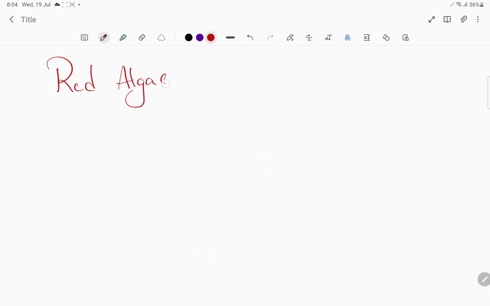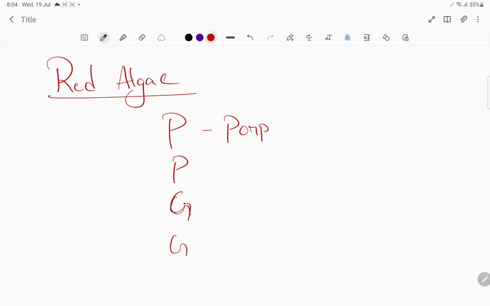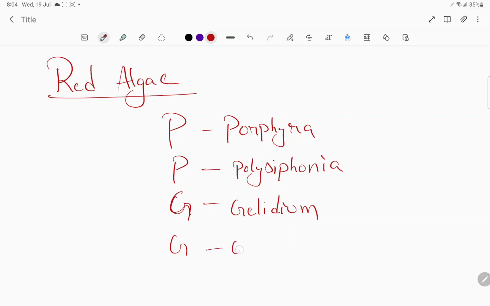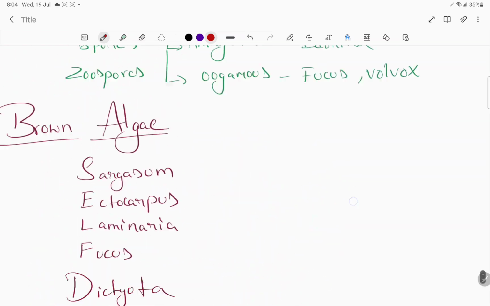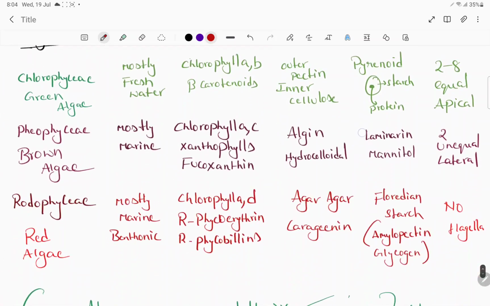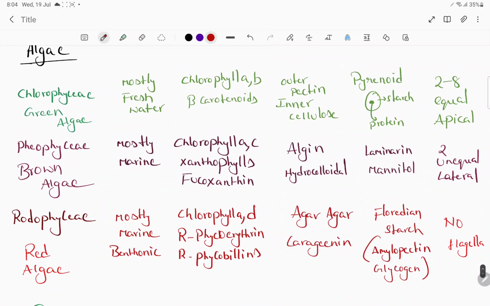And next we'll see for red algae, which is benthic. You can find it in the deep waters. Remember PG: Porphyra, Polysiphonia, Gelidium, Gracilaria. So these are the things regarding algae. Thank you.